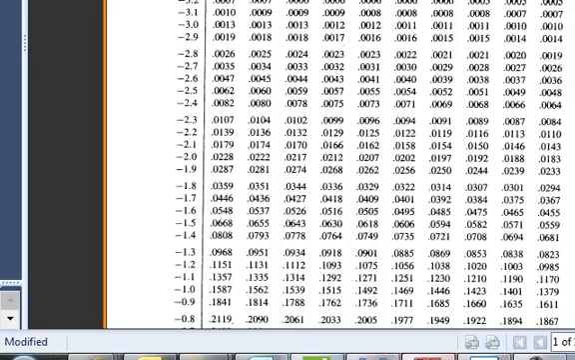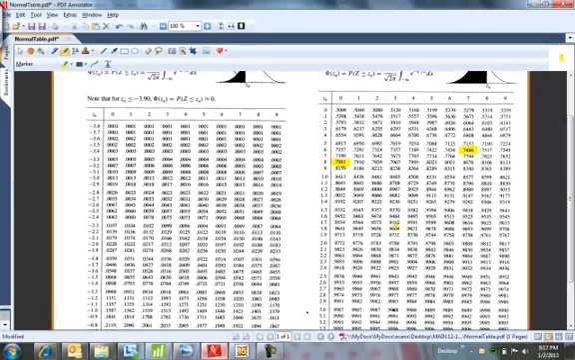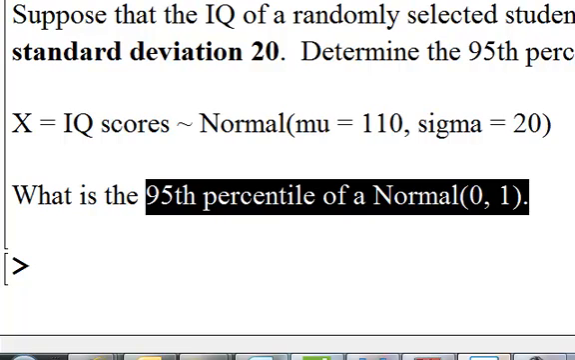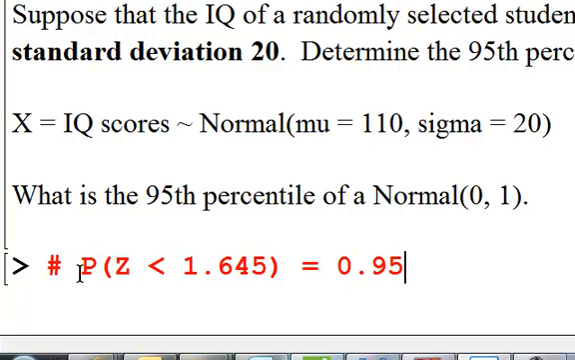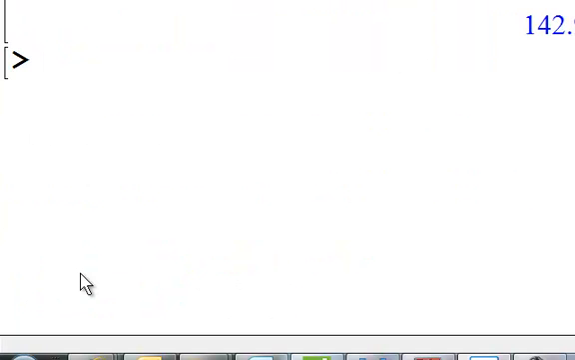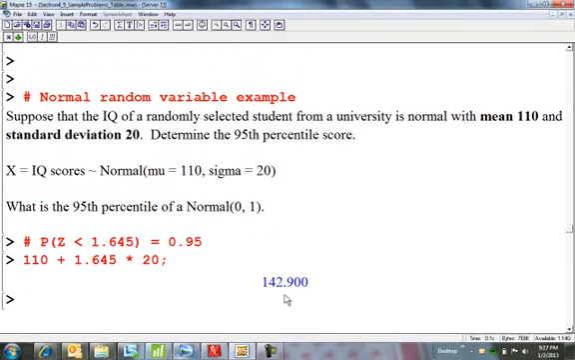So I go here, let's go down a little bit. I'm looking for 0.95, and it's really in between these. So 1.645. So here's how I'm going to say it: the probability that z is less than 1.645 is equal to 95%. In other words, if I go 1.645 standard deviations to the right on my normal curve, I'm going to have 95% area to the left. So that's easy now. I could just take 110 plus 1.645 times the standard deviation. So 142.9 is the score such that 95% of scores are less than it.